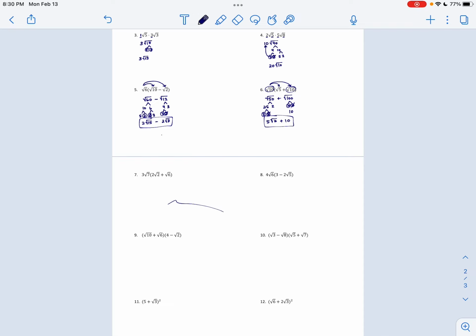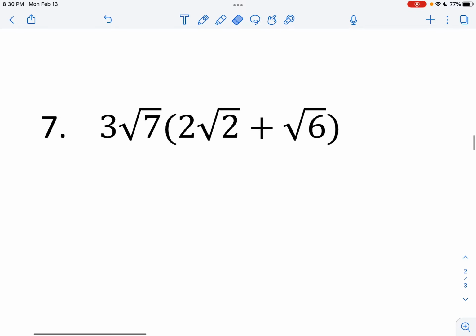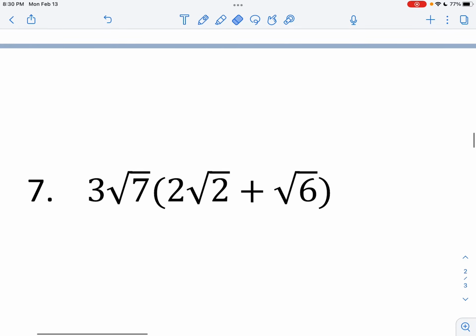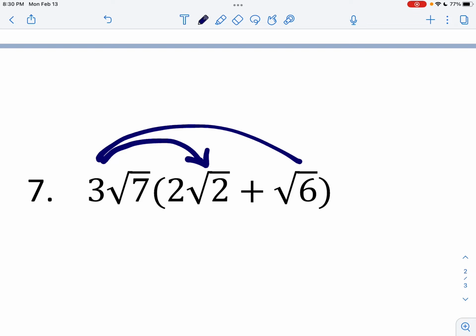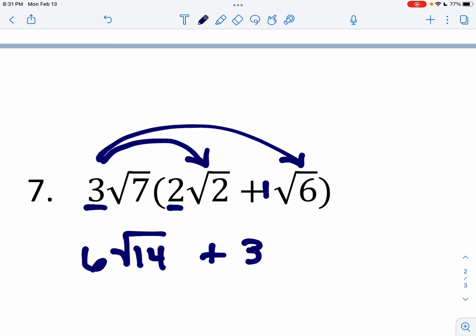All right. Number 7 is also very similar, but now we're going to have a number in front. So we have a coefficient in front of the radical 7. We have to distribute this to everything inside the parentheses. And remember, only the numbers get multiplied to the numbers, the radicals get multiplied to the radicals. So 3 times 2 is 6. Radical 7 times radical 2 is radical 14. Plus 3 times 1 is 3. And then radical 6 times radical 7 is radical 42.